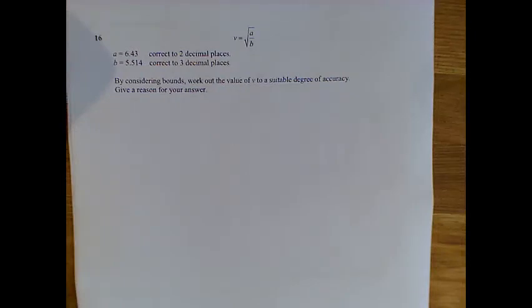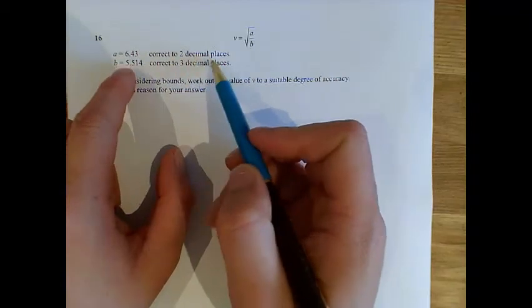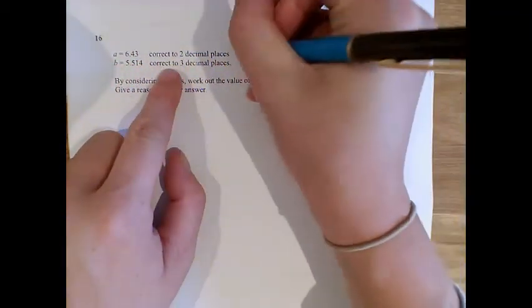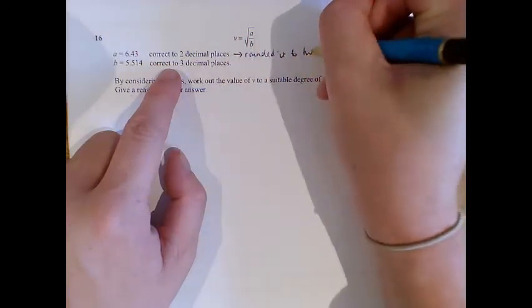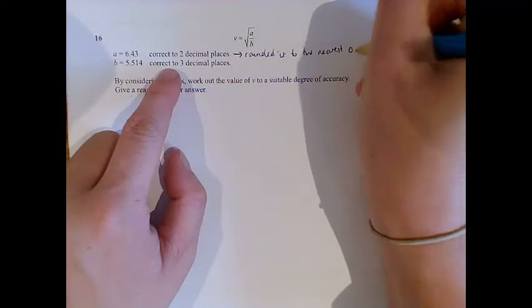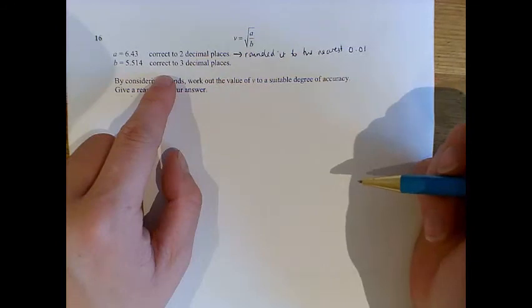I love these questions. So this is a bounds question. Now, bounds questions means that the numbers have already been rounded, and what we're going to do is work out the absolute best or the highest case scenario and the lowest case scenario, depending on what those numbers have been rounded from. So it says that A is 6.43 correct to 2 decimal places. So they're essentially saying that they rounded it to the nearest 0.01. That's when we round to 2 decimal places, we're rounding to the nearest 0.01.